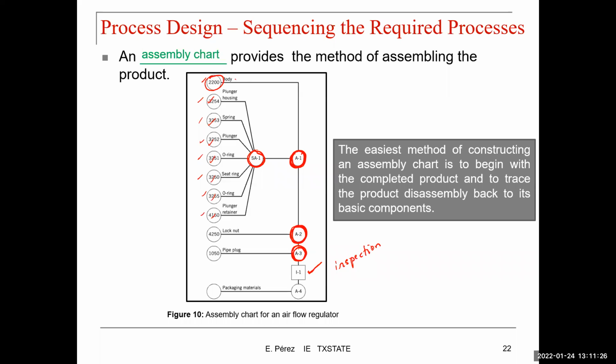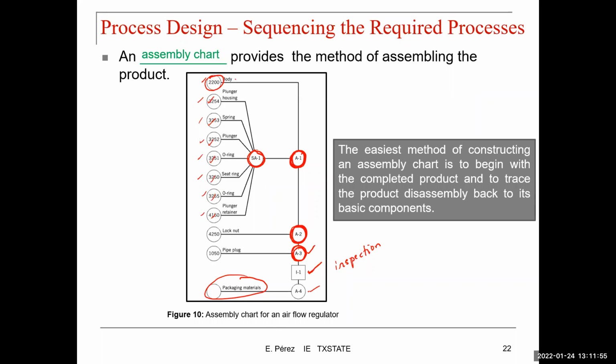So that's the meaning of the box. I1 is inspection 1. You are doing an inspection of this assembly 3. And after the product is inspected, then you put it into the packaging materials for the customer. So the easiest method of constructing an assembly chart is to begin with the completed product.